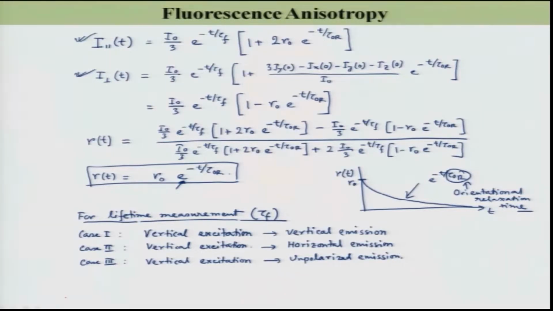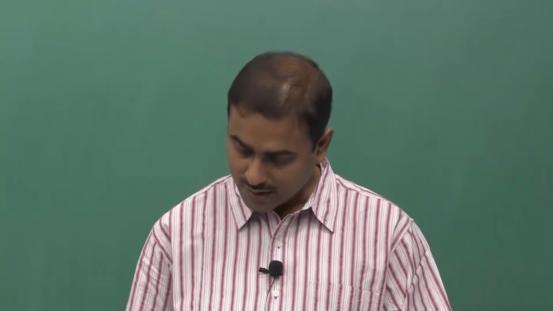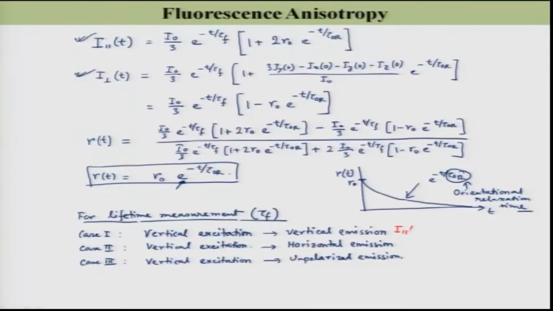What is the first case? This is nothing but I parallel T. So, I can simply write the expression of I parallel T over here for the case 1. For the second one, this is nothing but I perpendicular T. So, let me write the expression, and for the third one I have not derived, but it can be derived without any problem, and let me also write that expression, right. So, here this is nothing but I parallel T, which is equal to I 0 by 3 e to the power minus t by tau f into 1 plus 2 r 0 e to the power minus t by tau r.